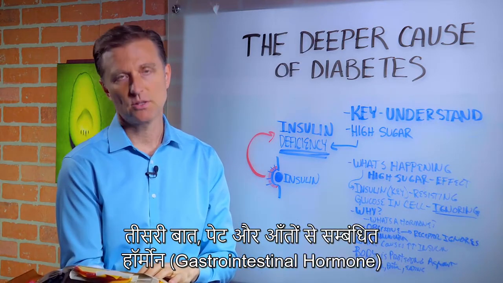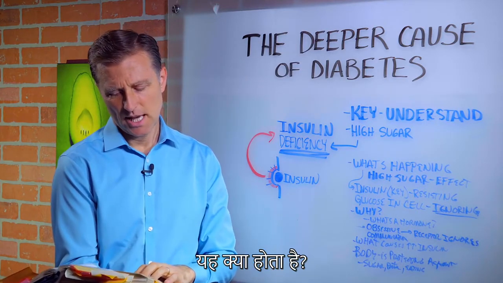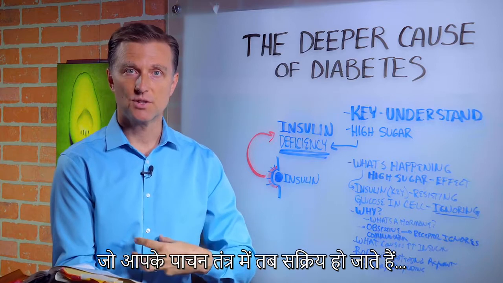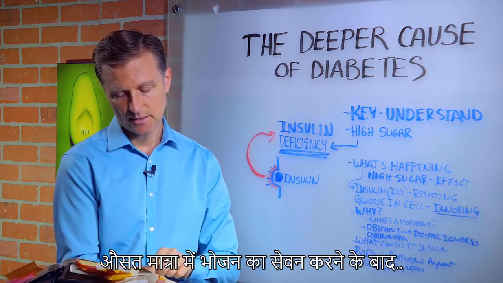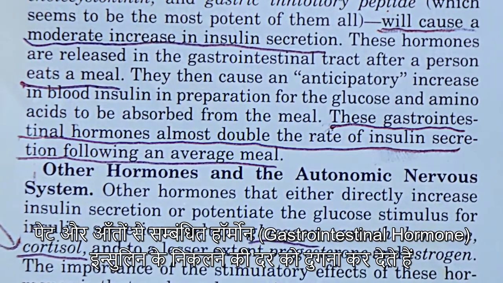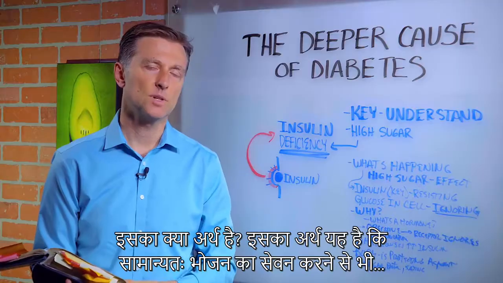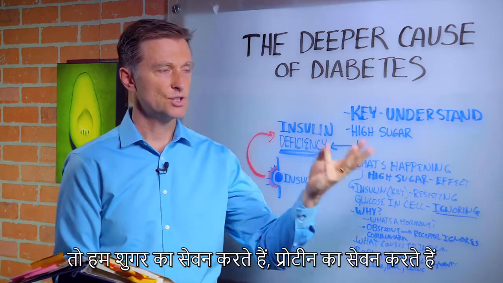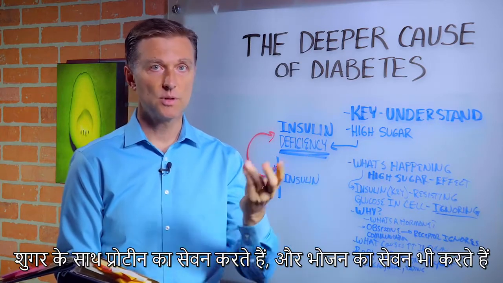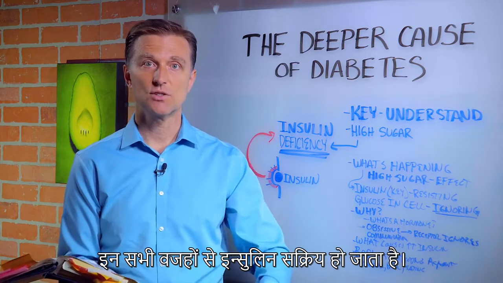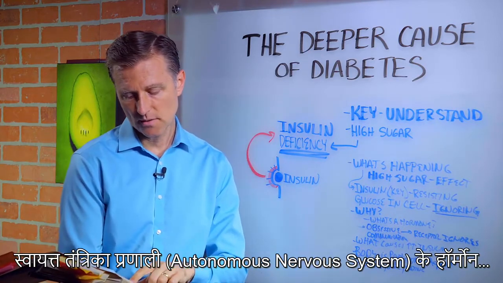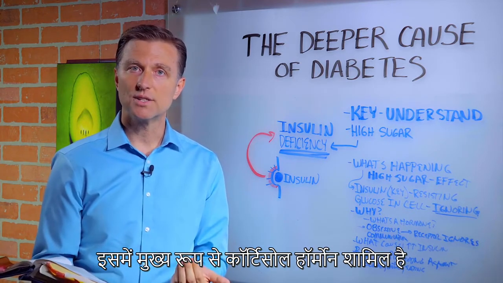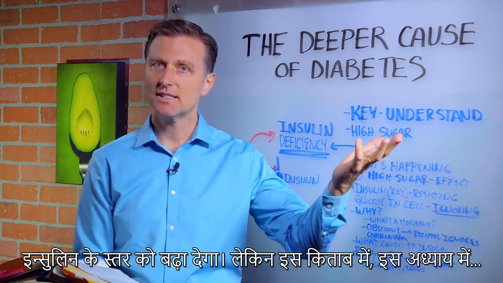The third thing, gastrointestinal hormones. Okay, what is that? Well, basically hormones that are triggered in your digestive system when you eat. It says the gastrointestinal hormones almost double the rate of insulin secretion following an average meal. What does that mean? It means that eating in general triggers insulin. So we got sugar, protein, sugar with protein, and eating triggers insulin. Other hormones and the autonomic nervous system will also do it too. That's another trigger, mainly cortisol. Now, cortisol is the stress hormone, so stress will also increase insulin as well.